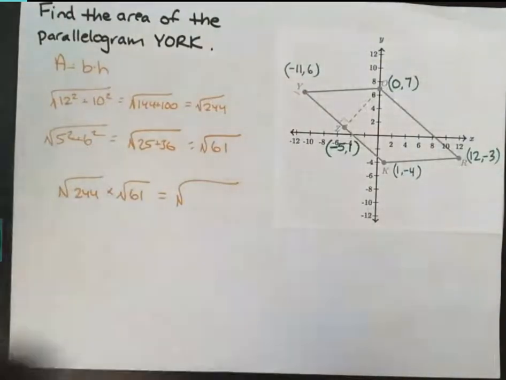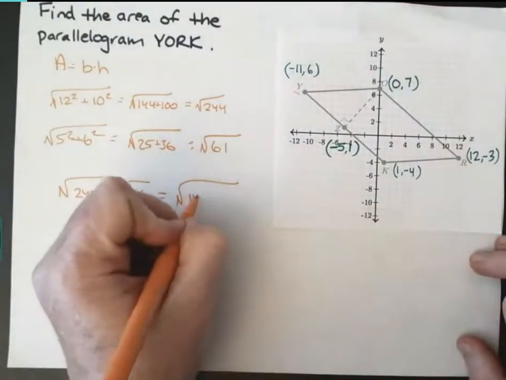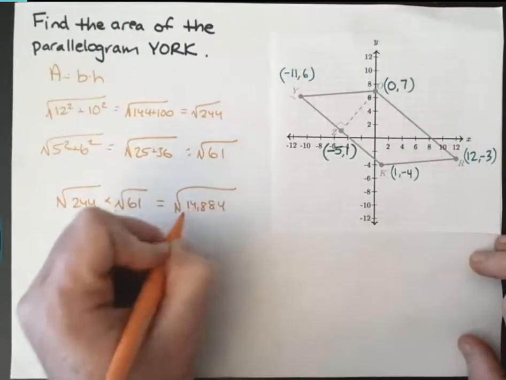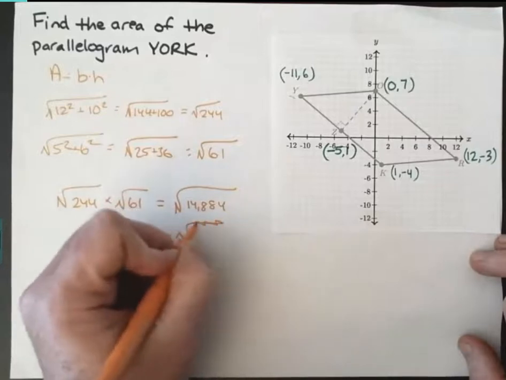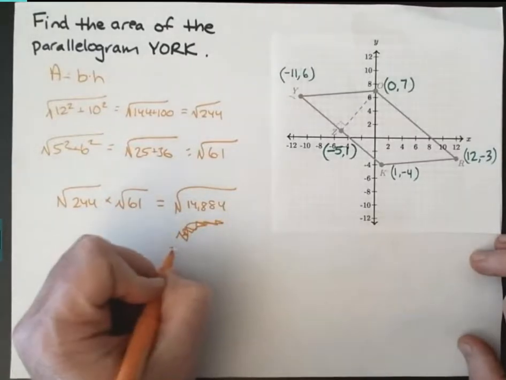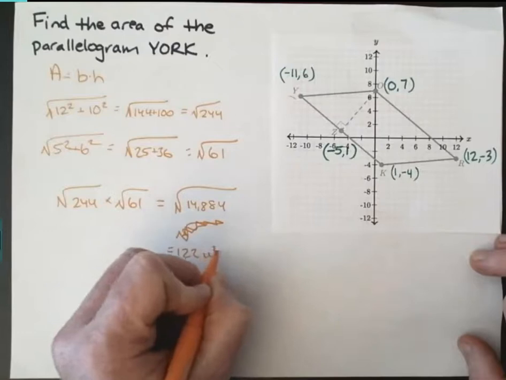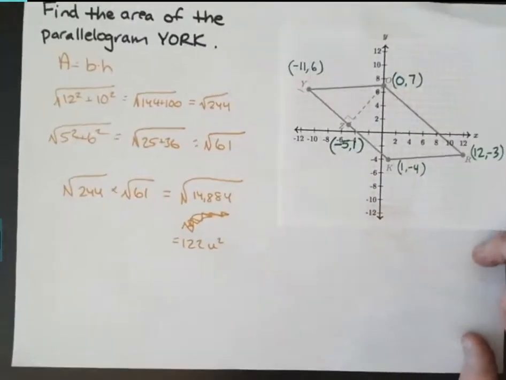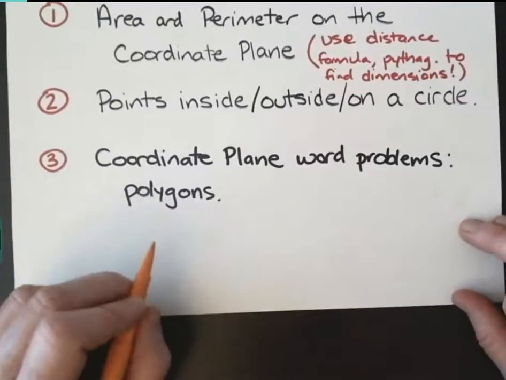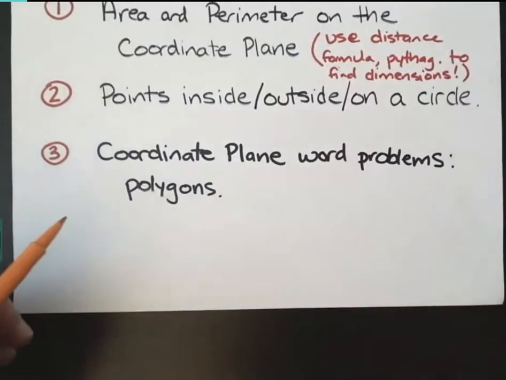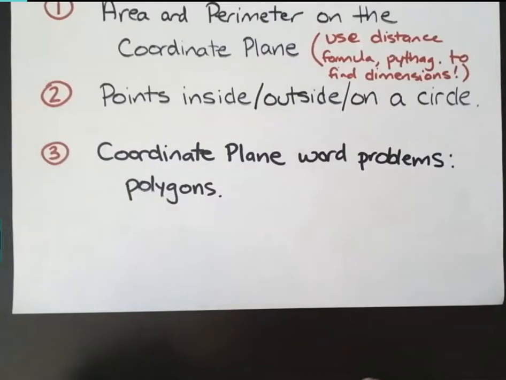And when I do that, I get 14,884. If I take the square root of this, oops, excuse me, if I take the square root of this with my calculator, I get 122. So that'd be 122 square units. Okay. All right. Now, the last type of problem you're going to have are coordinate plane word problems that essentially you're going to be using the distance formula to find lengths between things. Okay. And I think you are ready to go.